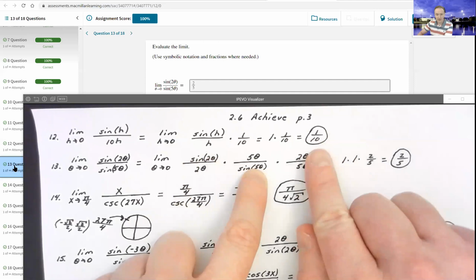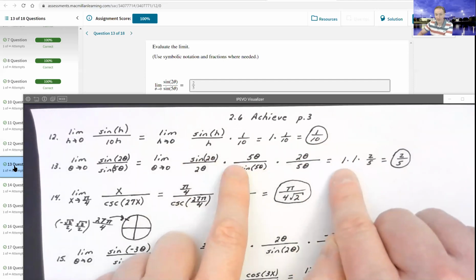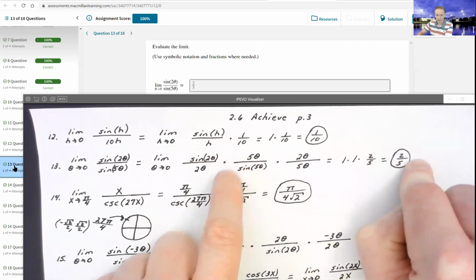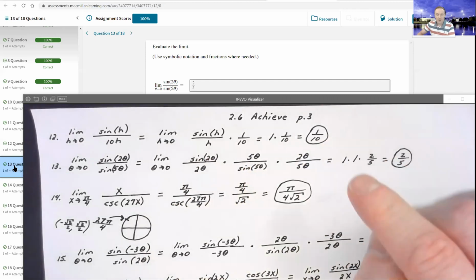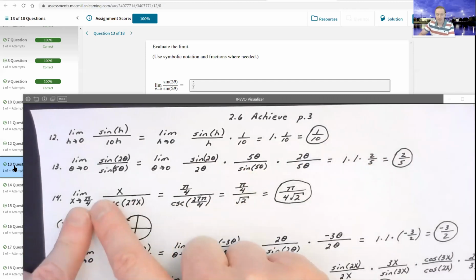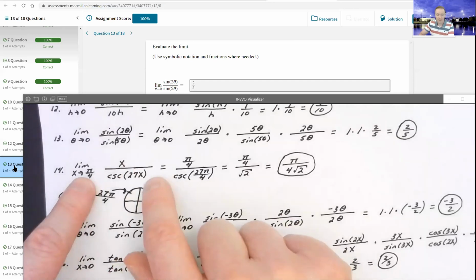The last one, the thetas would cancel, and you're just left with 2/5. So when we take the limit as theta approaches 0, we have 1 times 1 times 2/5 for our final answer of 2/5. For 14, again, the limit is not approaching 0, so we can evaluate this one by just plugging it in.